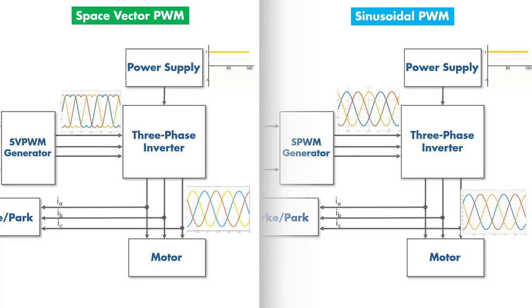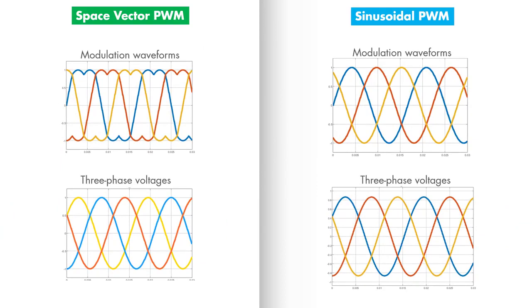Here the DC source voltage is 1 volt. And if we look closely at the voltage outputs, we'll see that space vector PWM uses 100% of the source voltage, whereas in sinusoidal PWM, bus utilization is at 86.6%, leading to three-phase voltages with amplitudes less than 1 volt.